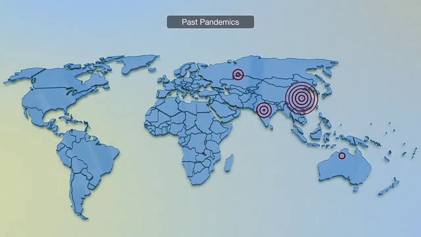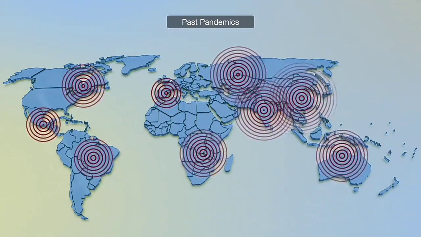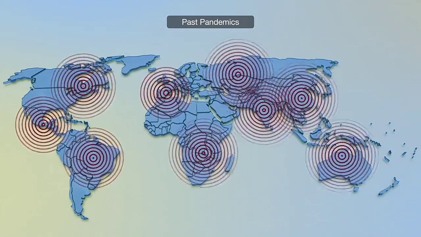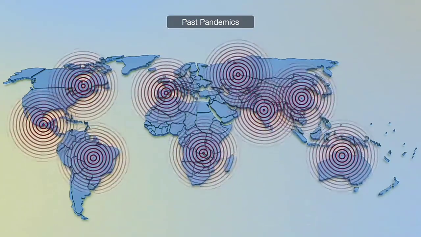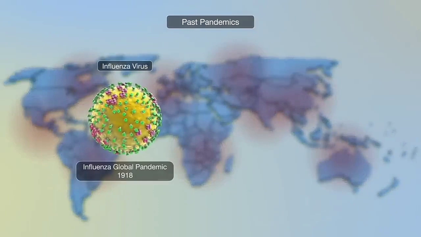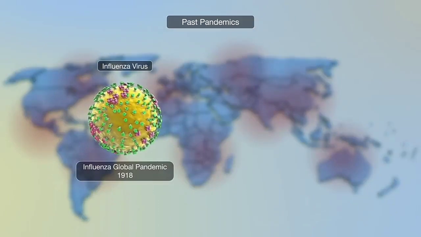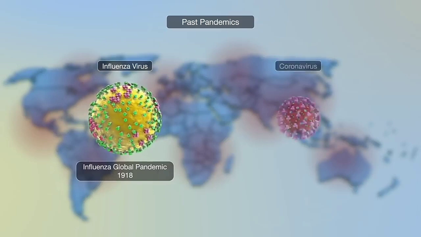Pandemics indicate outbreaks of disease that spread to cover an entire region or the world. A pandemic can result in massive loss of life, and in the last 100 years there have been 4 global pandemics. The worst was the 1918 influenza pandemic, resulting in an estimated 50 to 100 million deaths.